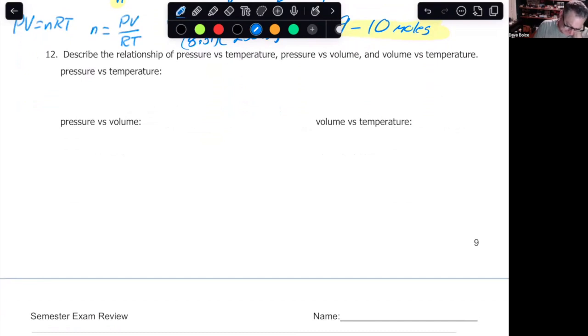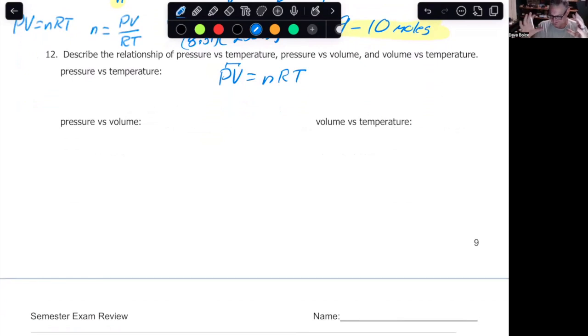Okay, this one's pretty easy. Let's try to describe the relationship between pressure versus temperature and volume. This is how I always remember this: PV equals nRT. If they're on the same side of the equal sign, like pressure and volume, I guess you can see the picture and the camera, see the video here.